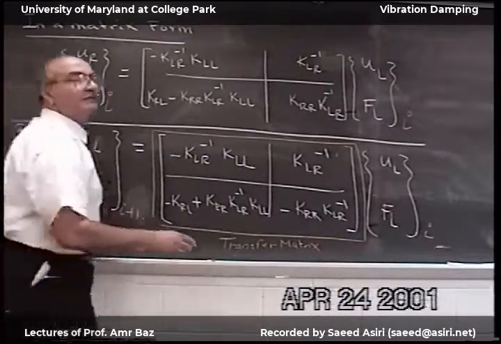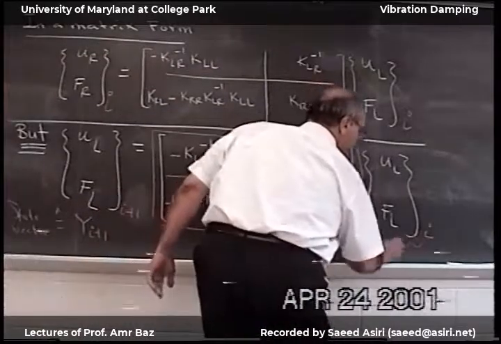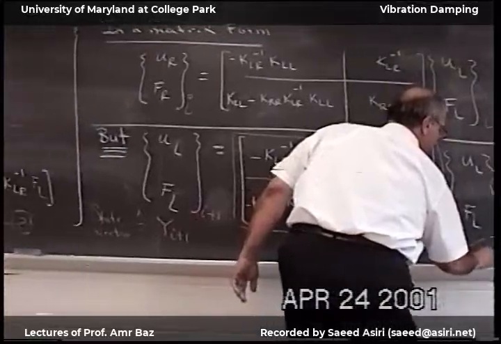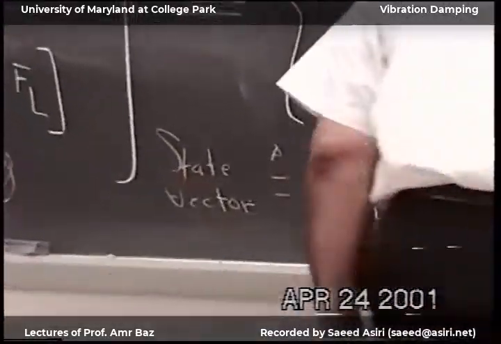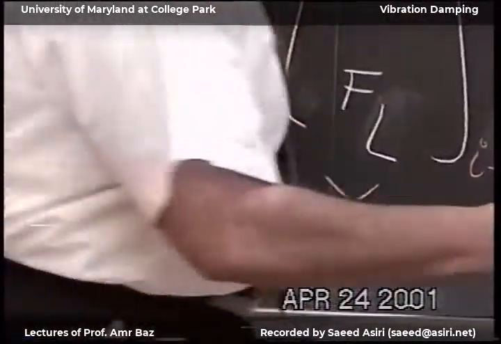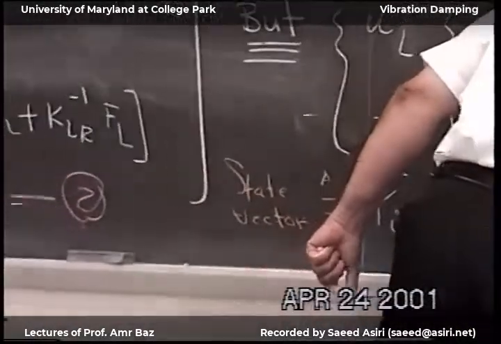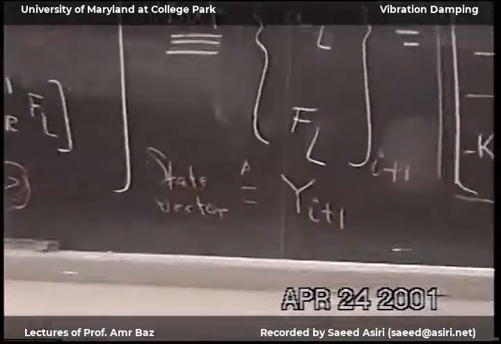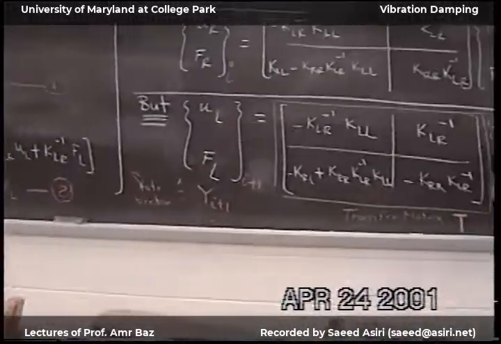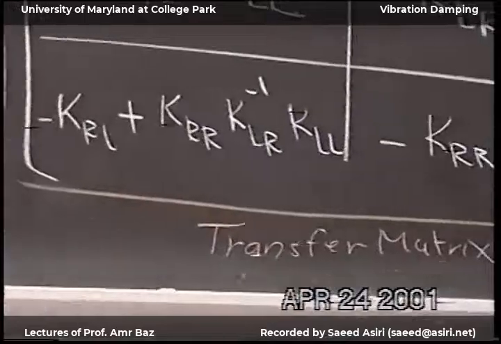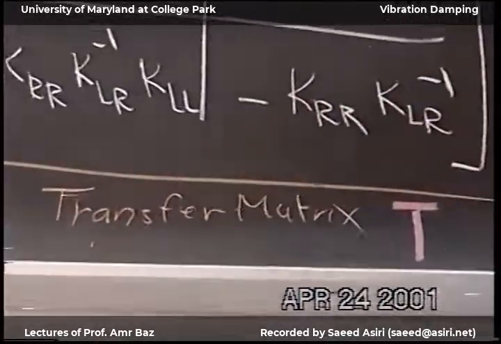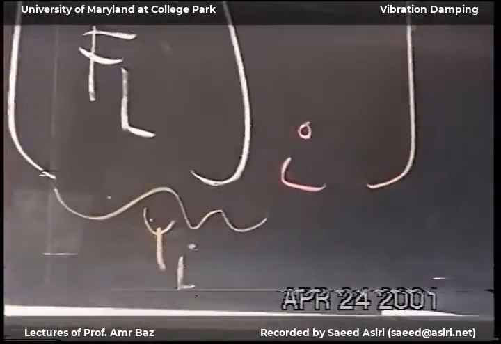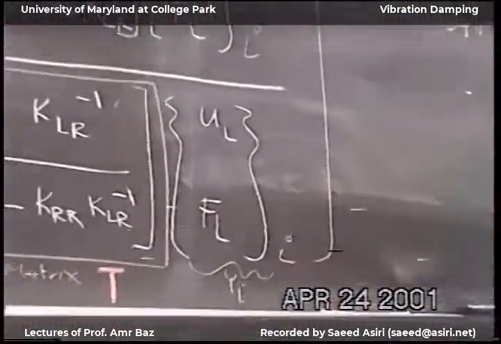And this is my state vector at i. The transfer matrix is given the symbol capital T. And this reduces to y_{i+1} = T y_i.